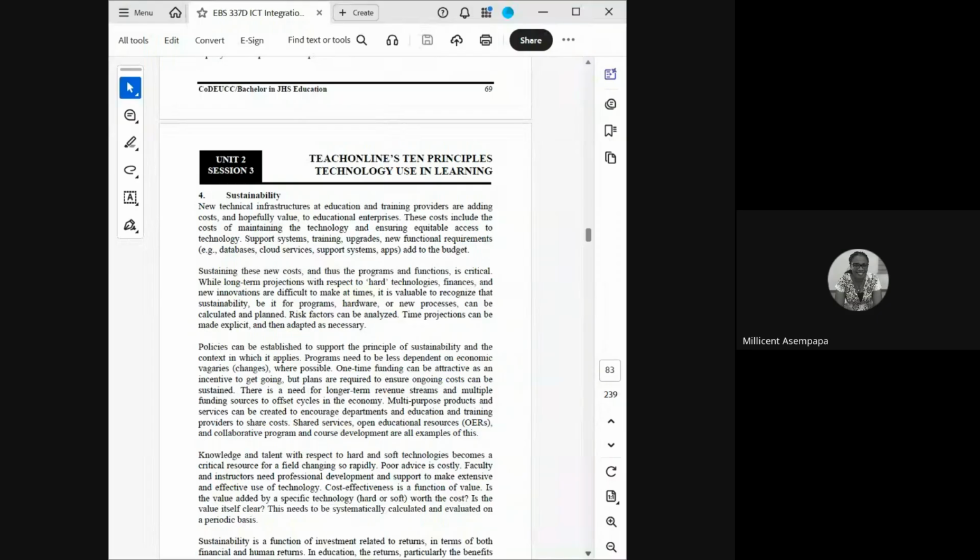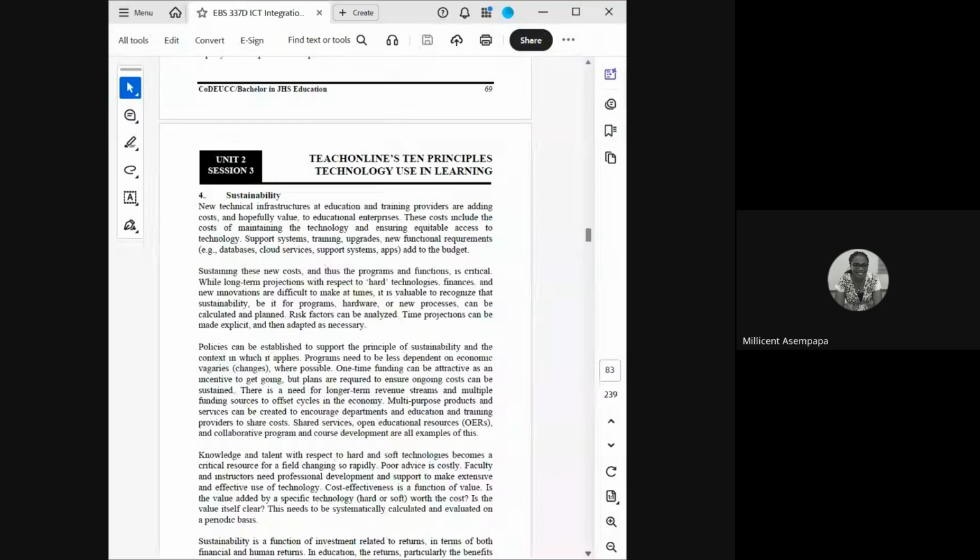So we are talking about new technical infrastructure at education and training providers adding costs and hopefully values to educational enterprises. Those costs include maintaining the technology, ensuring equitable access to technology support systems, training, upgrades, and new functional requirements added to the budget. If those costs are added to the budget, how can we sustain them? Are they sustainable?